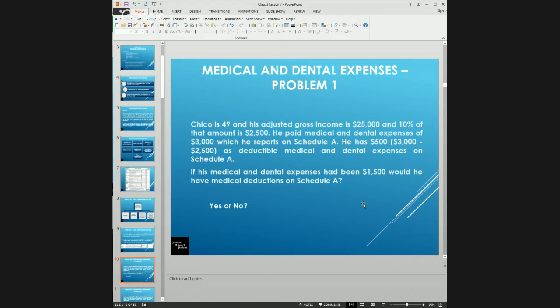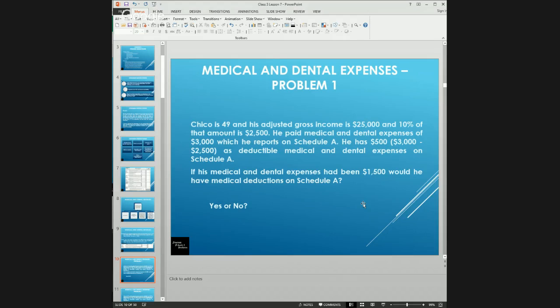So here we have Chico. Chico is 49 and his adjusted gross income is 25,000. 10% would be 2,500. He paid medical and dental expenses of $3,000. So he's going to put those on his Schedule A. He'll have $500 as a deductible medical and dental expense amount on his Schedule A.